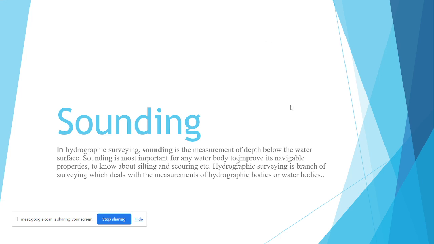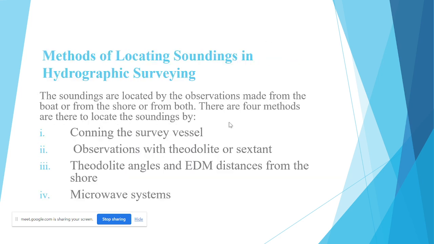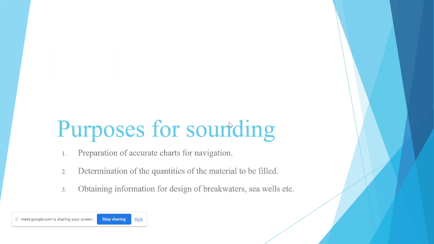Let's move to the next step, whereby we are going to look at the purposes. Since we have defined sounding, let's see the purposes for sounding. The first purpose is the preparation of accurate charts for navigation. The second one is the determination of the quantities of material to be filled. Another one is to obtain information for designing breakwaters, seawalls, and others.